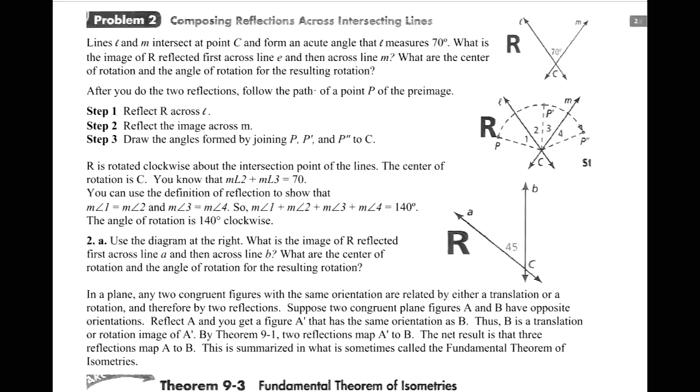Problem 2 is theorem 2. Reflections across intersecting lines. We are told that lines L and M intersect at point C, so there's our center of rotation, and form an acute angle that measures 70 degrees. So we know our angle here is 70 degrees. What is the image of R reflected first across line L and then across line M? So 1 and then 2, we're going to go across L and then we're going to go across M. What are the center of rotation and the angle of rotation?